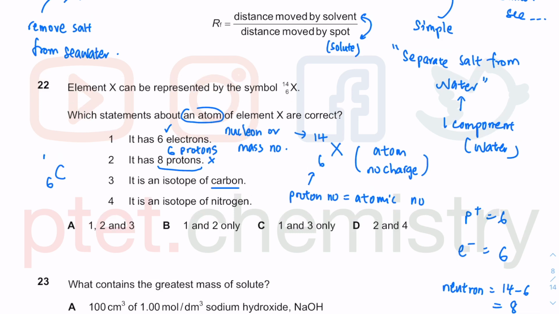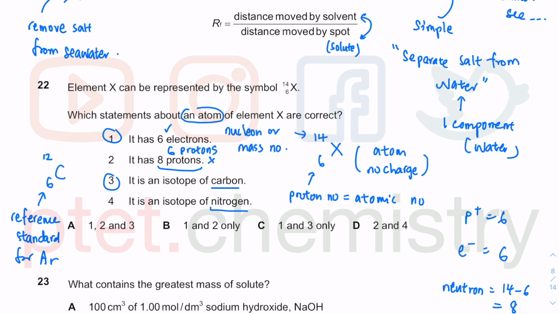And the usual carbon is carbon 12. This is the reference standard for the relative atomic mass as stated in the periodic table, as stated in the syllabus. All your relative atomic mass is relative to the mass of one atom of carbon 12, and you multiply it by 1 over 12. So it is an isotope of carbon, it has 6 electrons.